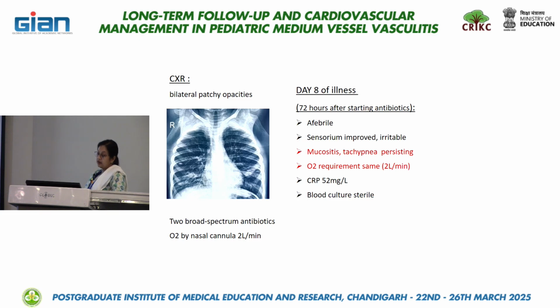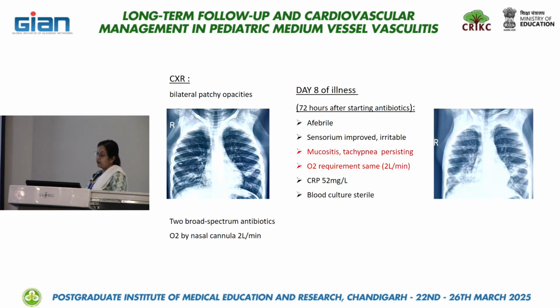On day 8 of illness, that is 72 hours after starting antibiotic, the child became afebrile, sensorium improved but became very irritable, and mucositis and tachypnea persisted, and the oxygen requirement was almost the same. CRP became 52, and the blood culture by that time came sterile. This is the repeat X-ray, which showed worsening 72 hours after starting antibiotic.